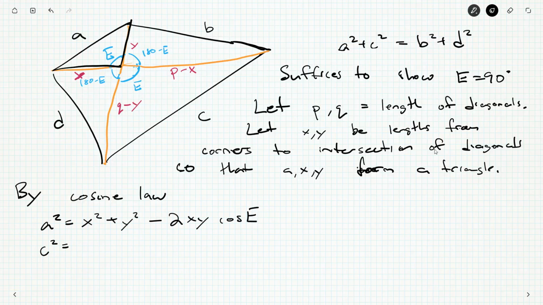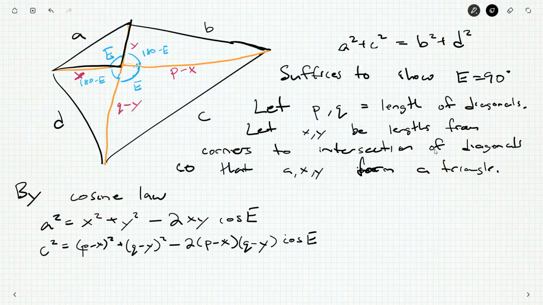And c squared is everything else, so it's (p minus x) squared plus (q minus y) squared minus 2(p minus x)(q minus y) cosine e. So I can add these and group the cosine e's, and if I add these up, I'll get a squared plus c squared is going to be p squared minus 2px plus 2 copies of x squared plus q squared minus 2qy plus 2 copies of y squared.